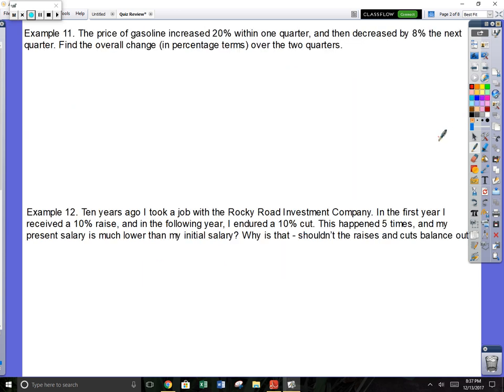Okay, next one. The price of gasoline increased 20% within one quarter and then decreased. So it's going up and then it's going down. Find the overall change. So what happened after the end of those two quarters? Alright, here's what's happening. It's going to increase 20%. That means your cost, whatever it is, we don't know what it is, but you are going to find 120% of the original price.